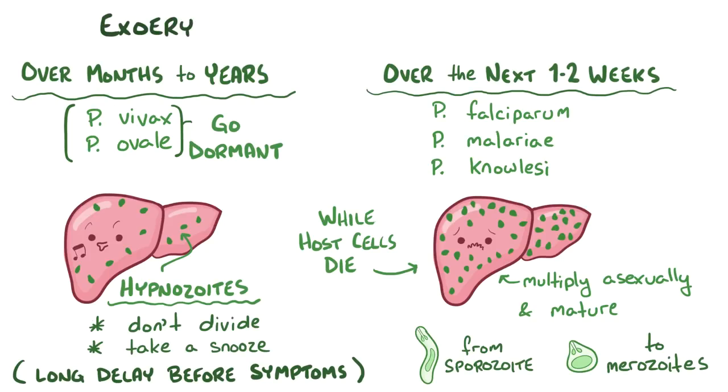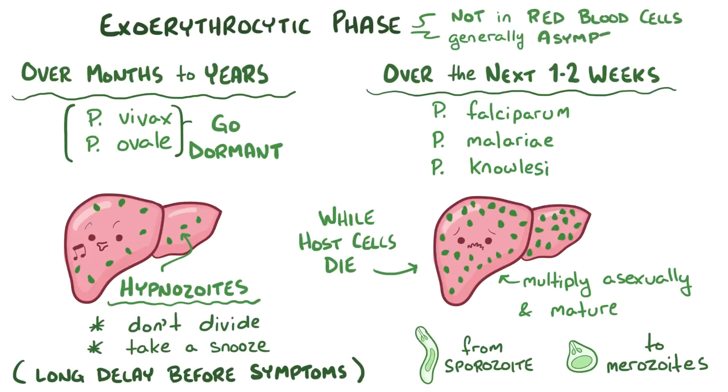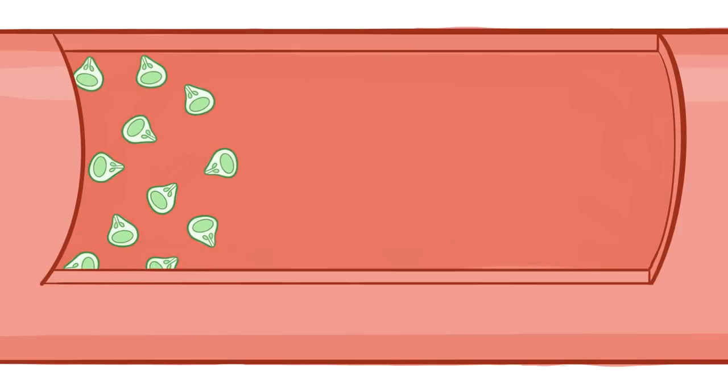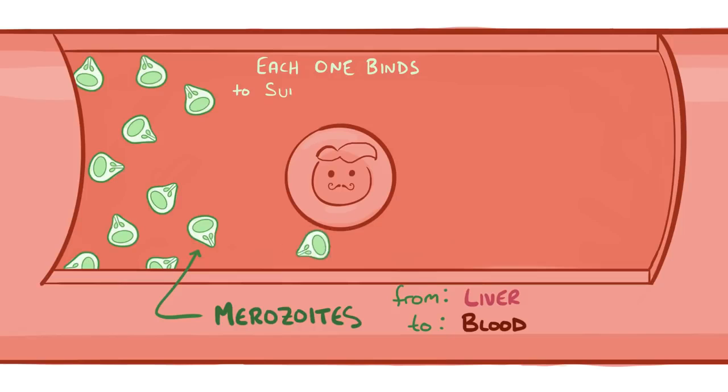This is called the exoerythrocytic phase, because it happens outside of the erythrocyte, or red blood cell, and it's generally asymptomatic. The merozoites are then released into the blood, and each one binds to a surface receptor and invades a red blood cell.